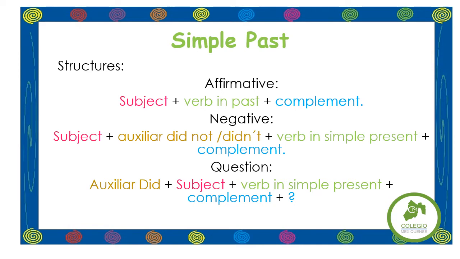Now, this is important. Don't forget that in negative and in question, we use the verb in simple present. Why is this? It's very easy. Because we use the auxiliary did, and this auxiliary is in past.